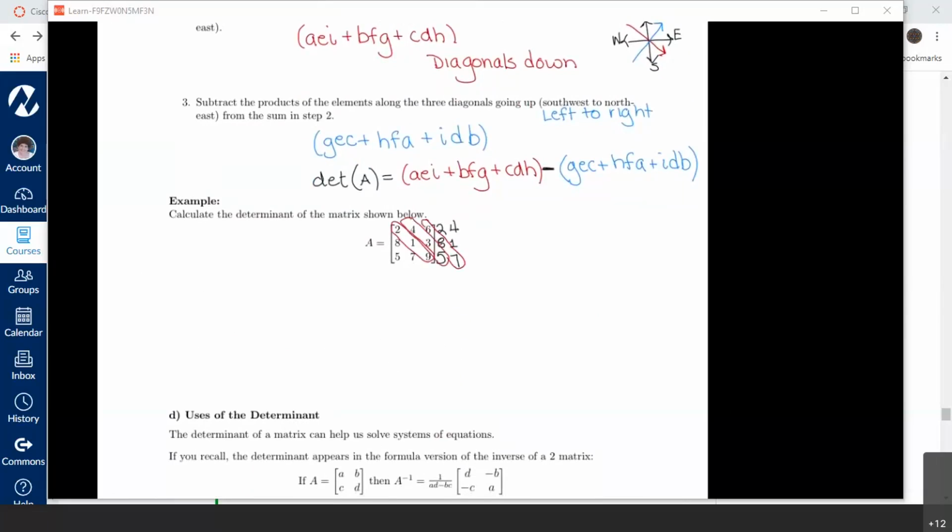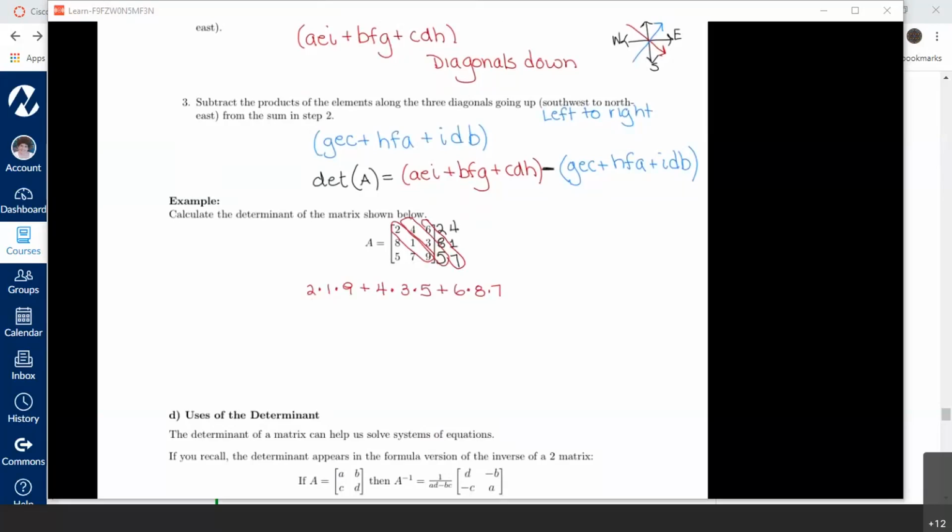Then I have to do my diagonals down from left to right. So that would be 2 times 1 times 9. That's the first diagonal. Plus 4 times 3 times 5. That's the second diagonal. And the last one is 6 times 8 times 7.